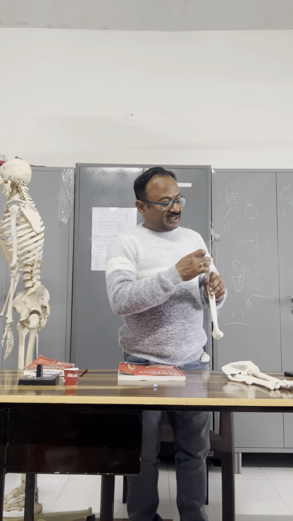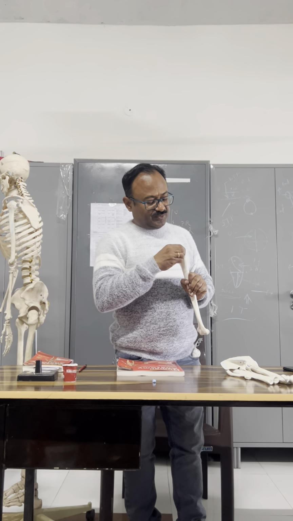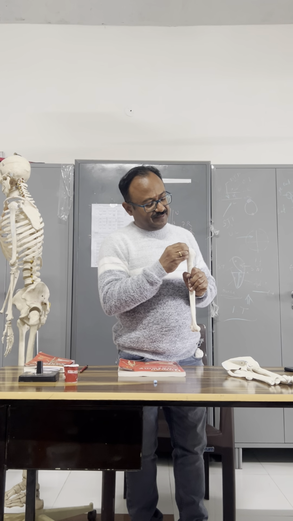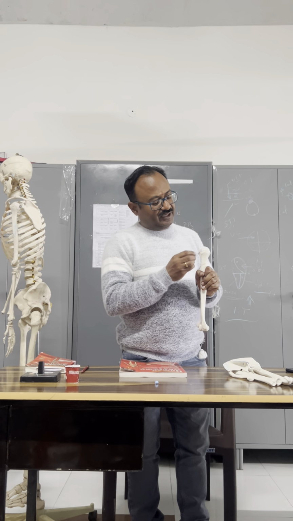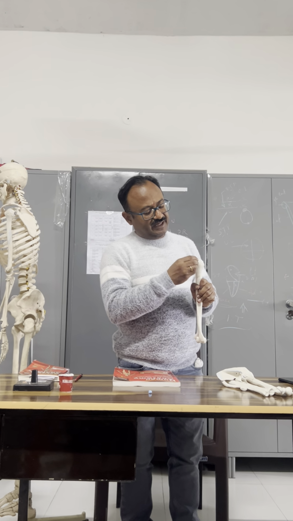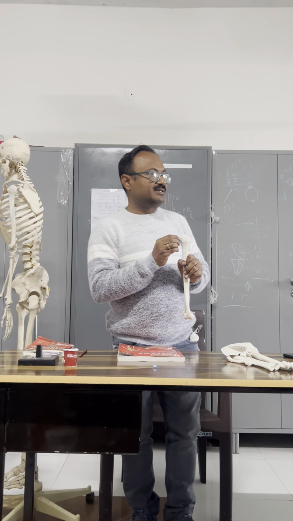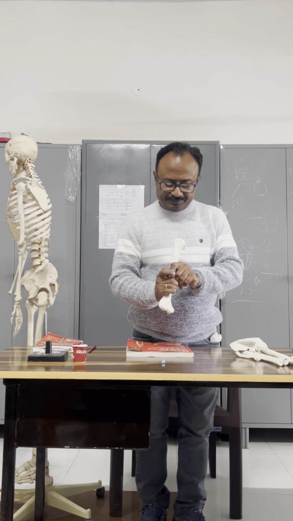Now when we talk about the greater tubercle, you will find three impressions here. At the topmost you will find the upper impression, in the middle the middle impression, and at the lower part of the tubercle the lower impression. These are meant for the insertion of some muscles, which we'll talk about later.